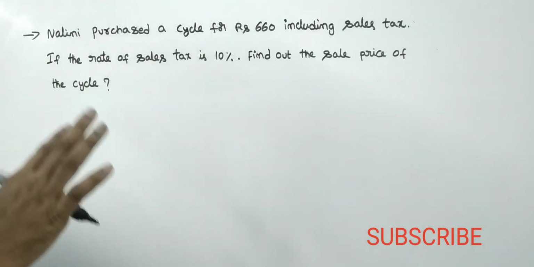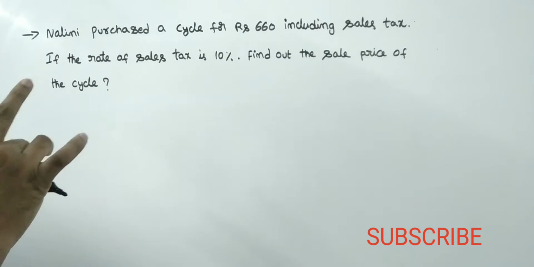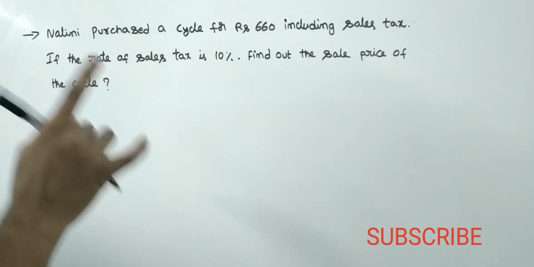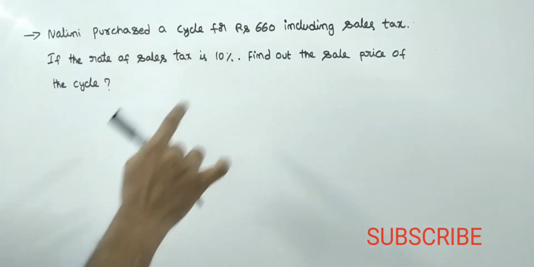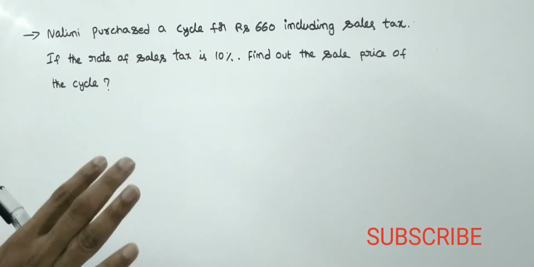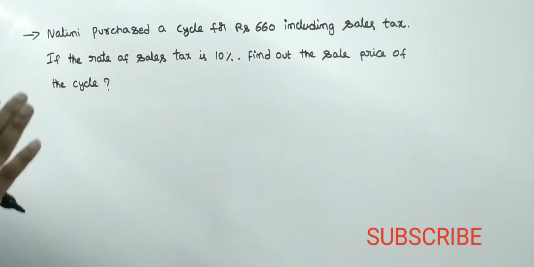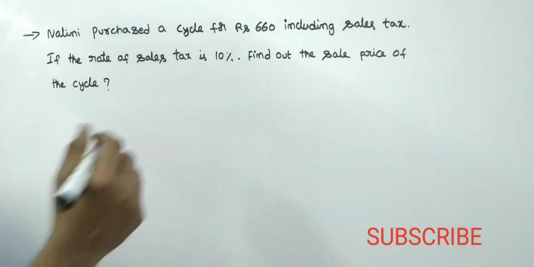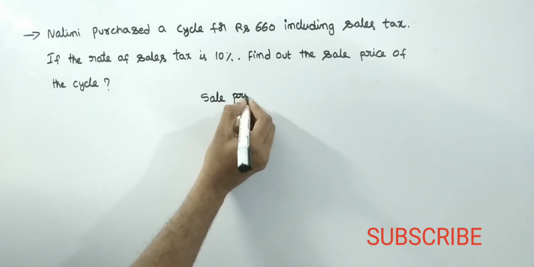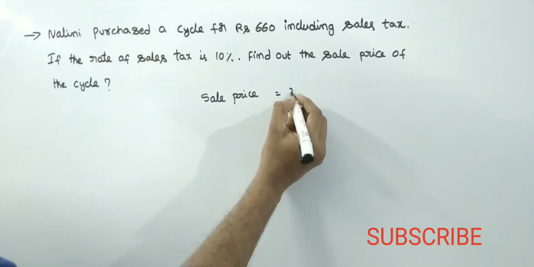See friends, what has he given? Nalini purchased a cycle for 660, including sales tax. If the rate of the sales tax is 10%, the sales tax is also included in this price. What is he asking? Find out the sale price of the cycle. That means the sale price of the cycle before sales tax. That means what we have to find is the actual sale price before sales tax, that is X.